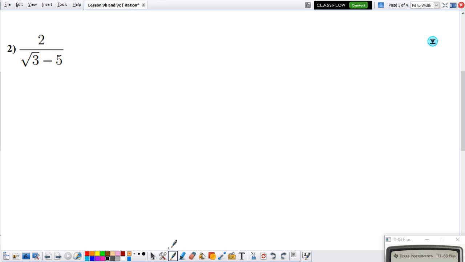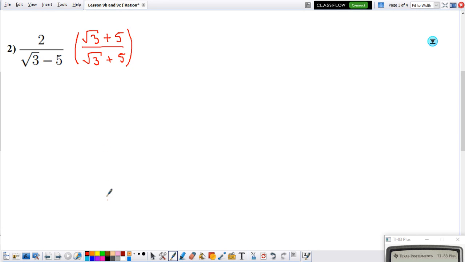When you have two terms, we're going to multiply by the conjugate top and bottom. Let's write that in red. So what is the conjugate of square root of 3 minus 5? Well, that's going to be square root of 3 plus 5. We saw what a conjugate was on the previous slide, which is pretty much just the same expression. You just change the sign.